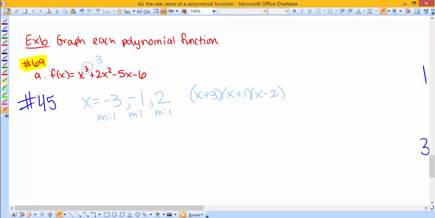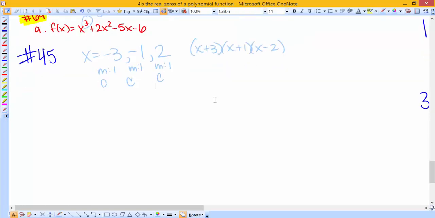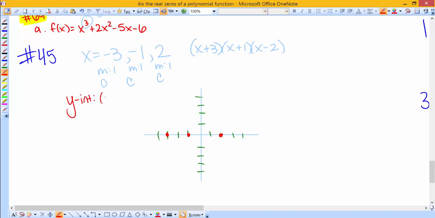And odds cross, evens touch. Cross, cross, cross. So when I make my coordinate plane here, just a really rough sketch is what I'm going to do. I'm going to plot my x-intercepts: -3, -1, and 2. What am I missing? Oh, my y-intercept. So my y-intercept is -6. Somewhere down here.